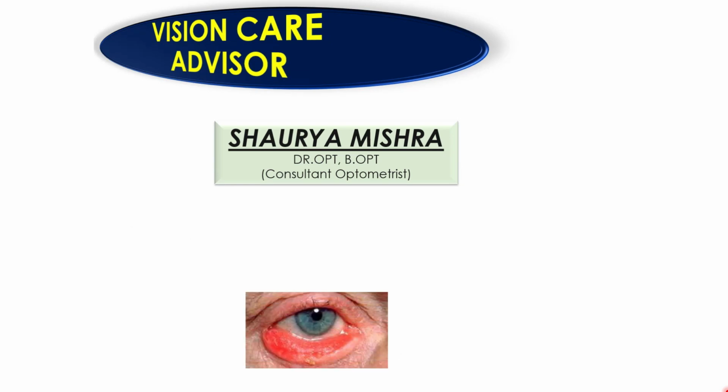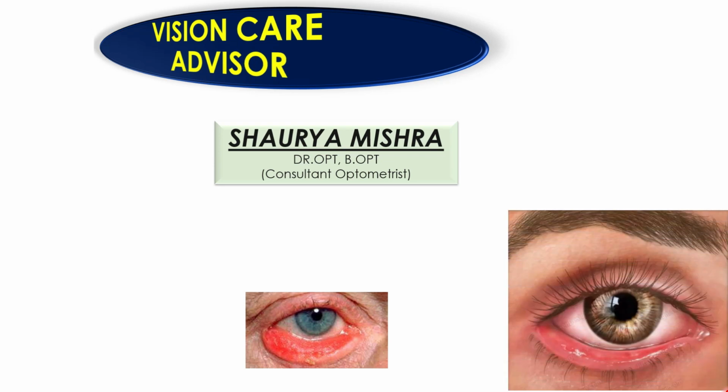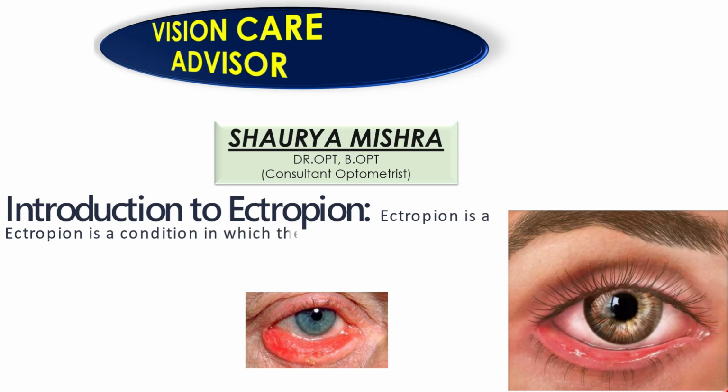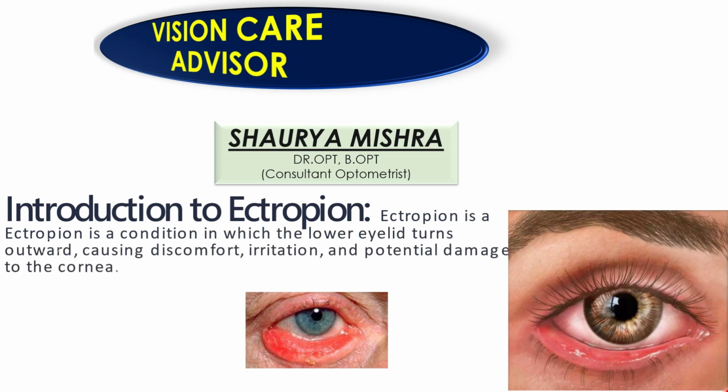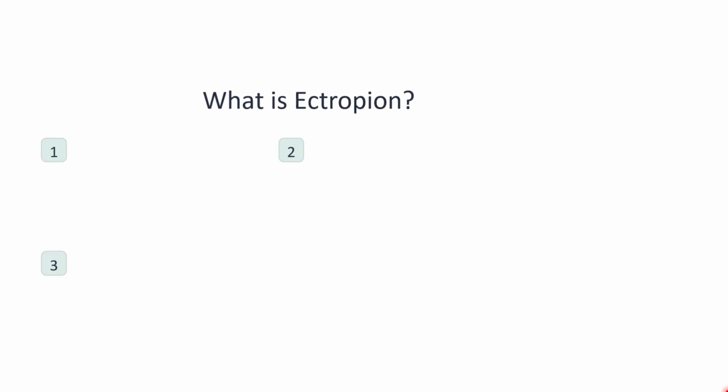Friends, today we will talk about a condition called ectropion, where the eyelid margin turns outward. So, let's know in detail about ectropion. Firstly, let's know what is ectropion. Ectropion is a disease that causes the eyelid margin to turn outward.